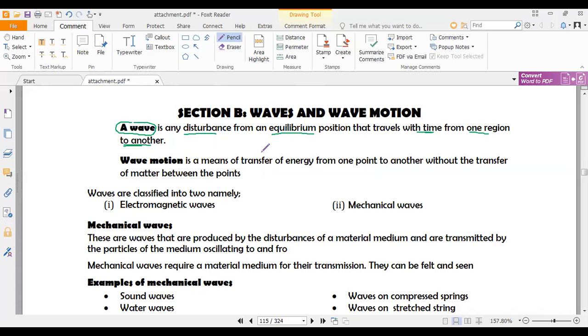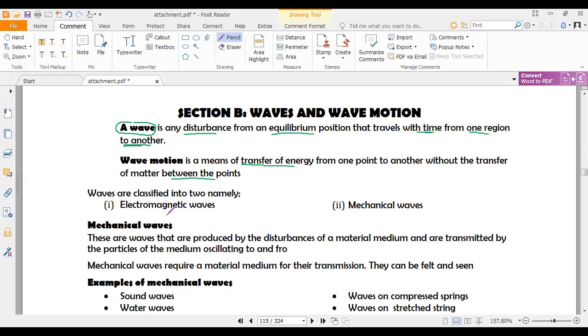So we know the meaning of equilibrium: a balanced position is what we may call equilibrium, or a position whereby a body is balanced. So any disturbance of a body from the equilibrium position that travels with time from one region to another is what we refer to as a wave. When a wave is moving, it transfers energy. Energy is transferred as the wave moves from one point to another.